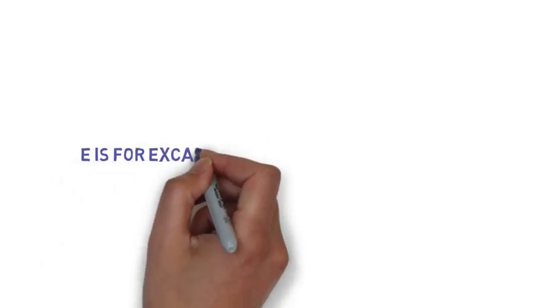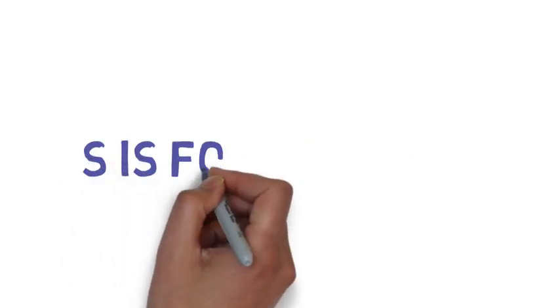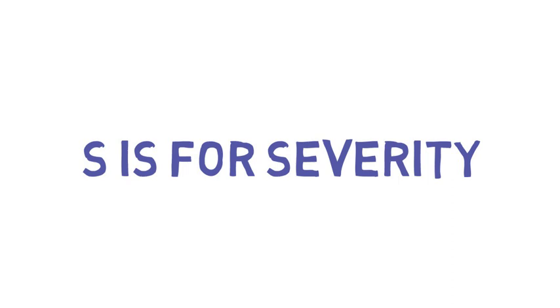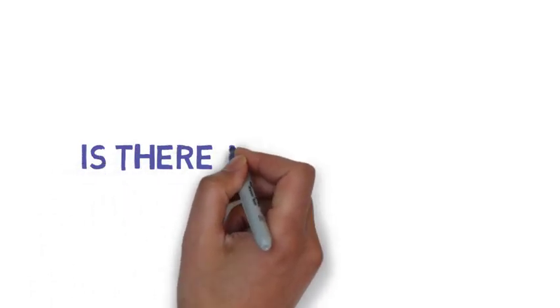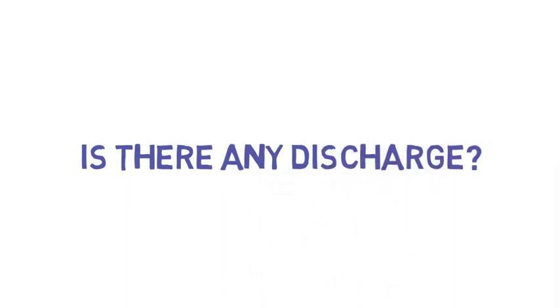E is for exacerbating and relieving factors. Does anything make the pain better or worse? S is for severity. We typically talk about a 1 to 10 scale, 10 being the worst pain the patient has ever felt. There are also other questions outside pain that we should ask about.